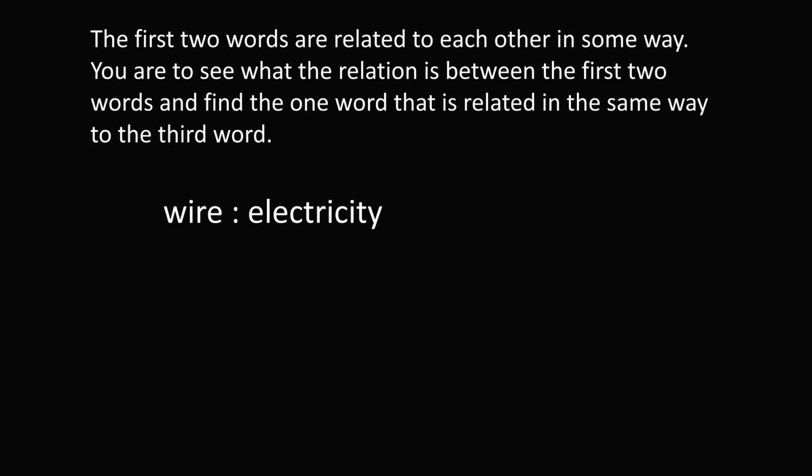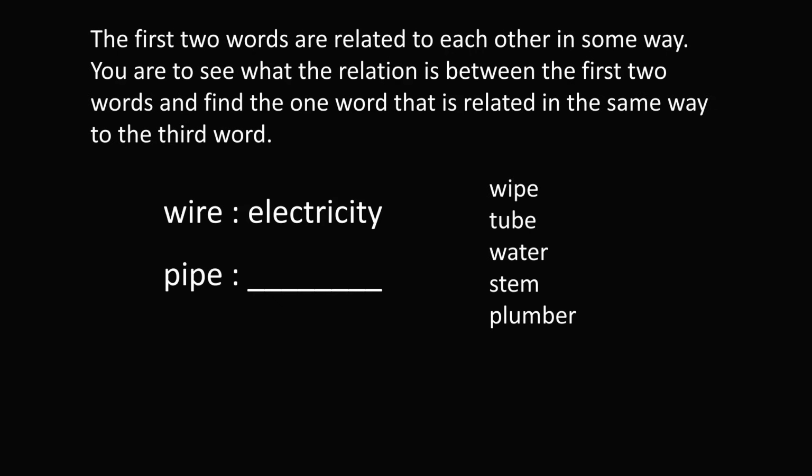So here's how it works. The first 2 words will be wire is to electricity. Now we need to figure out the same relation, pipe is to some word, from the following options. Is it wipe, tube, water, stem, or plumber? So presumably the relationship between wire and electricity is that wire is a pathway for electricity. So a pipe would be a pathway for water. So I believe water would be the correct answer.